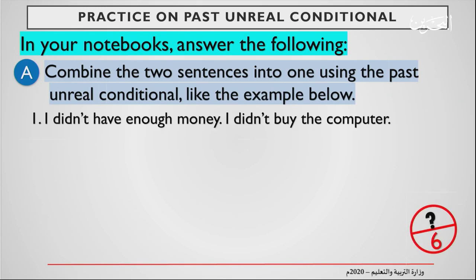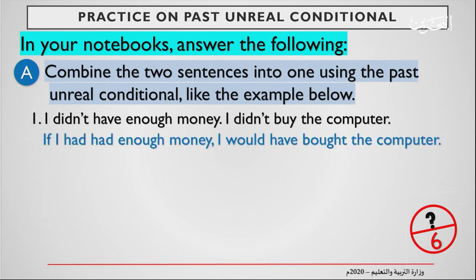Number 1. I didn't have enough money. This is the first sentence. I didn't buy the computer. Second sentence. Now, your task is to combine the first one to the second one using the past unreal conditional, like the model answer. If I had had enough money, comma, I would have bought the computer.